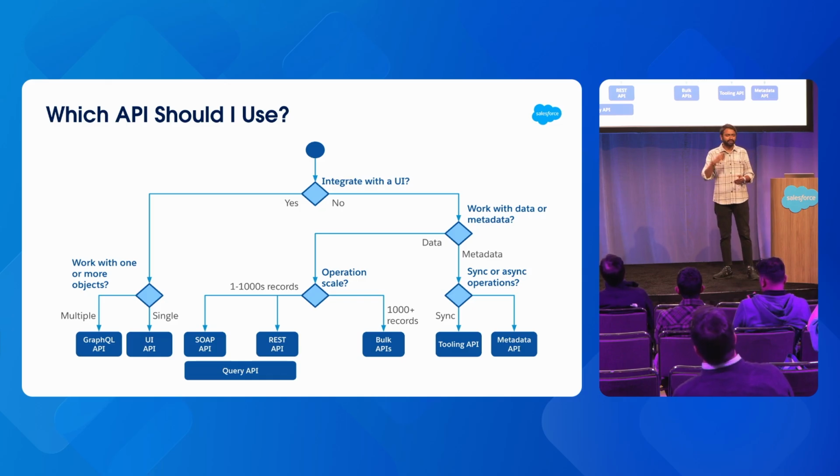If you're dealing with more than 1,000 records, you go with Bulk API. If not, you settle down with REST API. If you're dealing with metadata, you go with Metadata API, or you use the Tooling API depending on whether you want synchronous or asynchronous operations. So just take a picture of this slide, and this should be an initial guiding point of how things work.